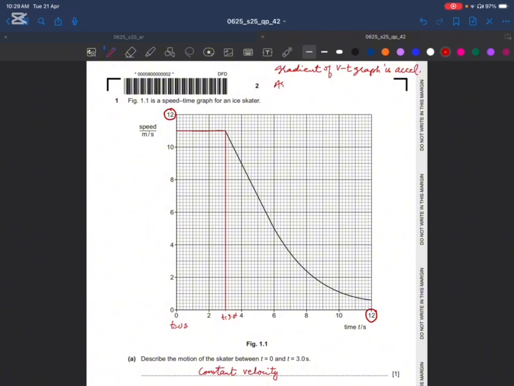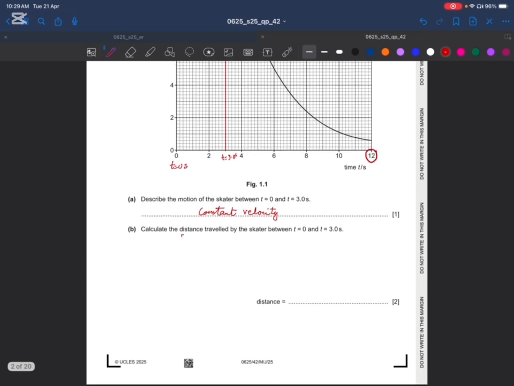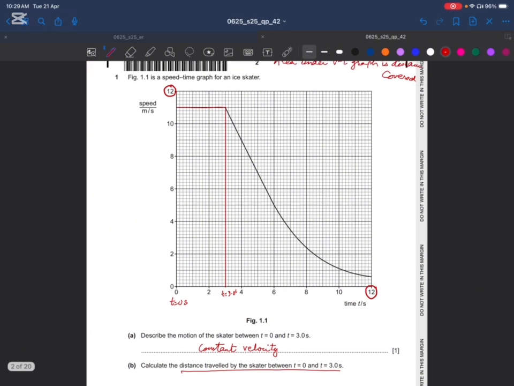and the area under VT graph is distance or displacement, distance covered. So in this part, when they are saying what is the distance traveled by the scatter between time t is equal to 0 to 3 seconds, it means that actually you have to determine this area, this whole area, and as you can see that this is a rectangle, so very simply you can calculate the area.